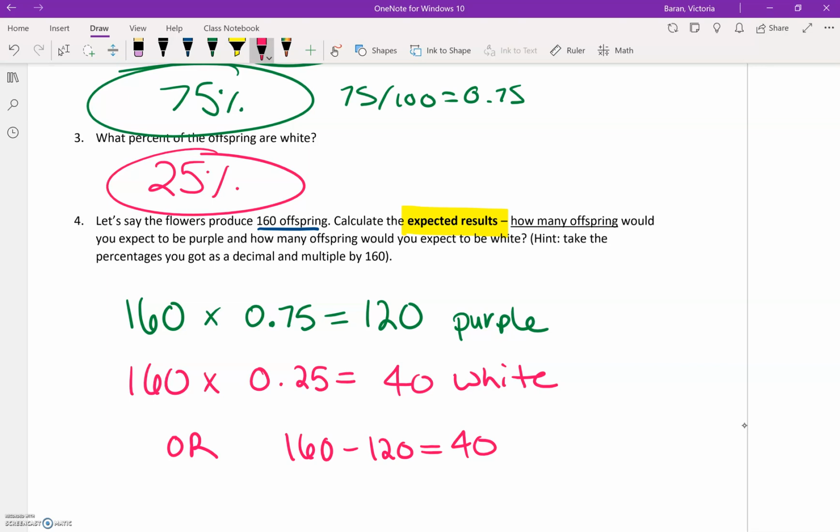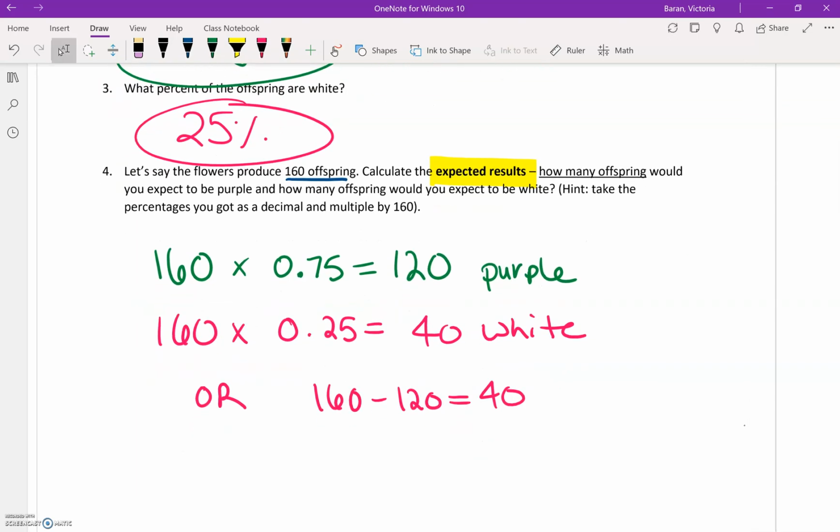Okay, so the flowers had 160 offspring, and then we used our Punnett square results to figure out how many of those offspring we would expect to be purple, which is the dominant trait in this case, and white, which is the recessive trait in this case. So 120 we would expect to be purple, 40 we expect to be white.